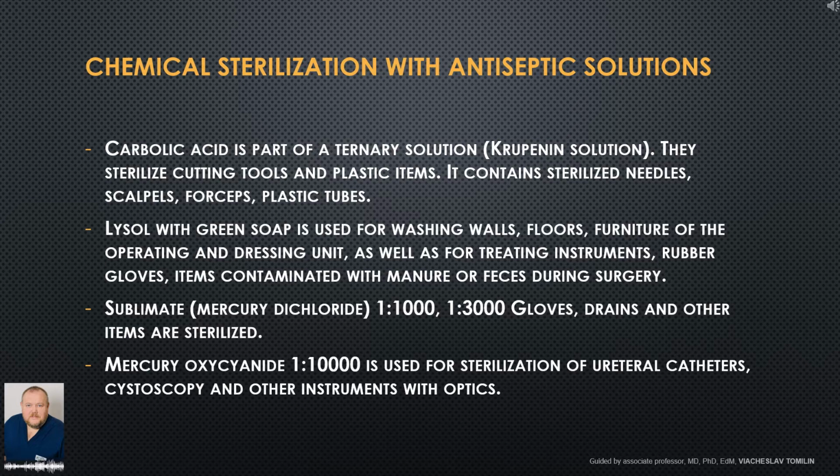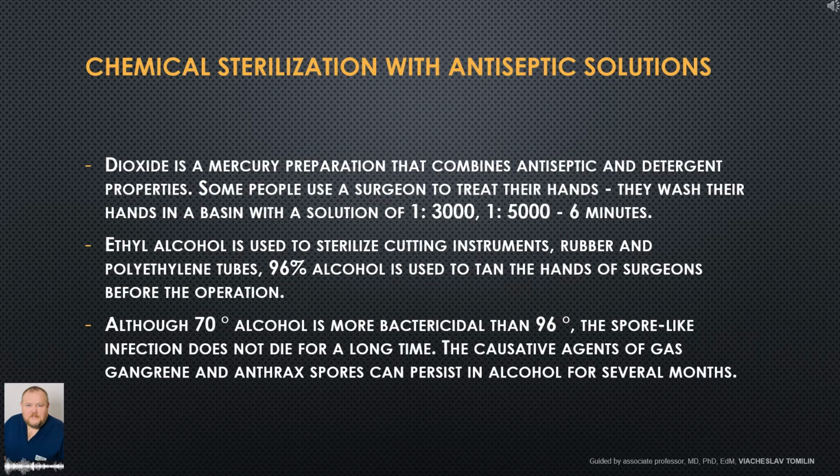Sublimate, mercury dichloride. 1 to 1000. 1 to 3000. Gloves, drains and other items are sterilized. Mercury oxycyanide 1 to 10,000 is used for sterilization of ureteral catheters, cystoscopy and other instruments with optics. Diazide is a mercury preparation that combines antiseptic and detergent properties. Some surgeons use it to treat their hands. They wash their hands in a basin with a solution of 1 to 3000, 1 to 5000 for 6 minutes.